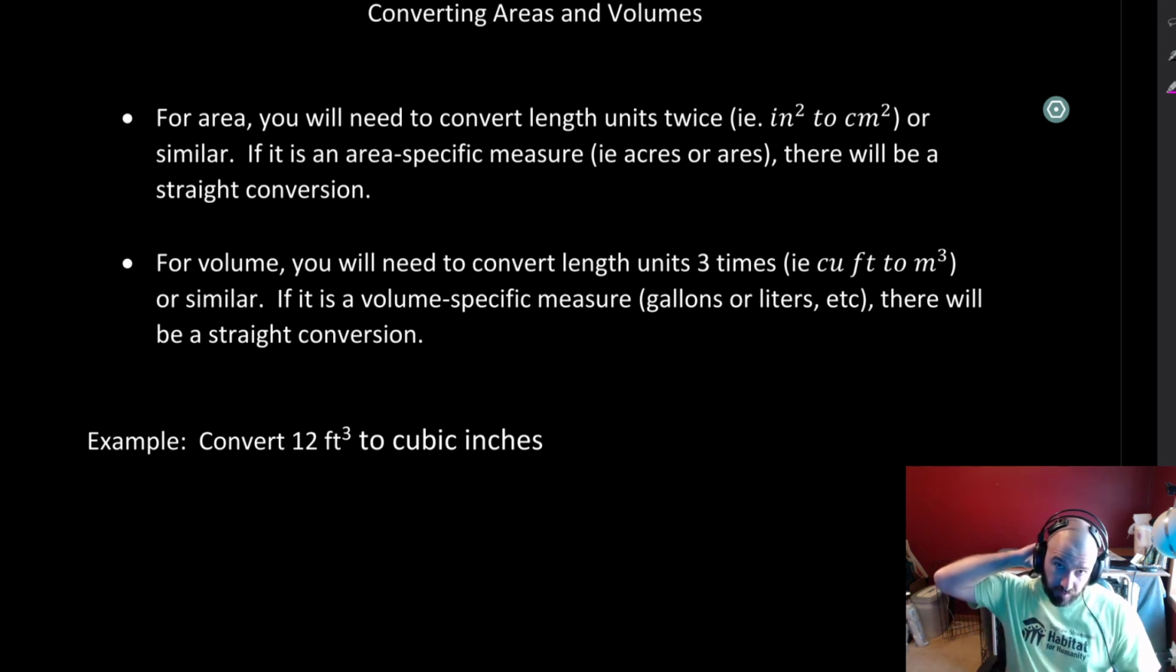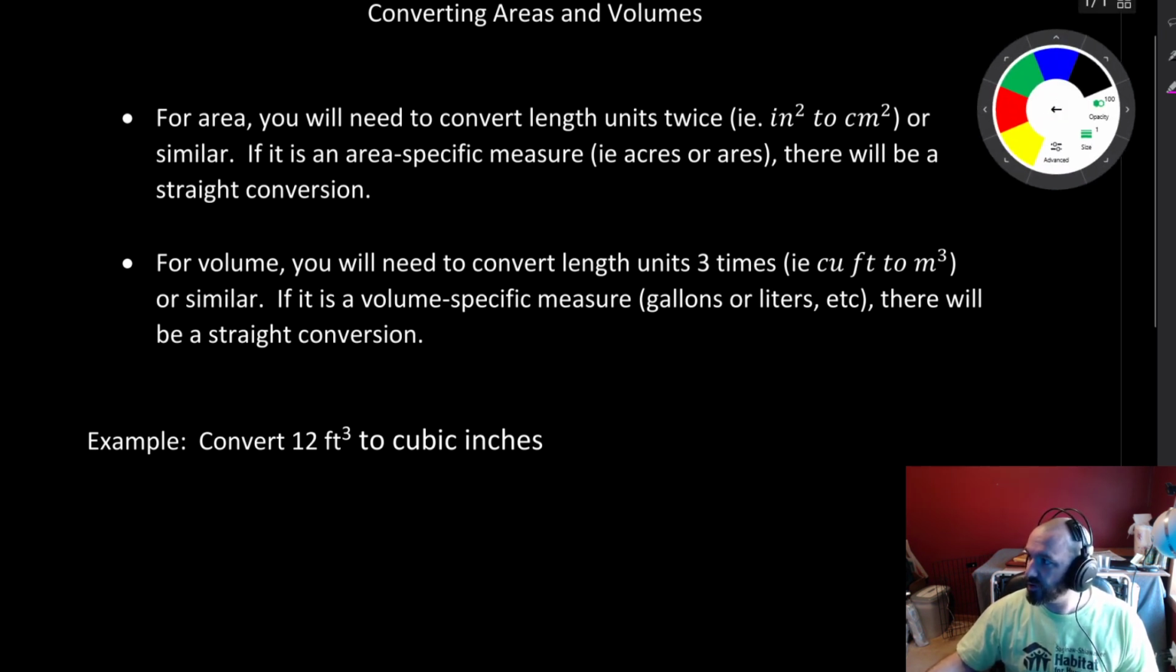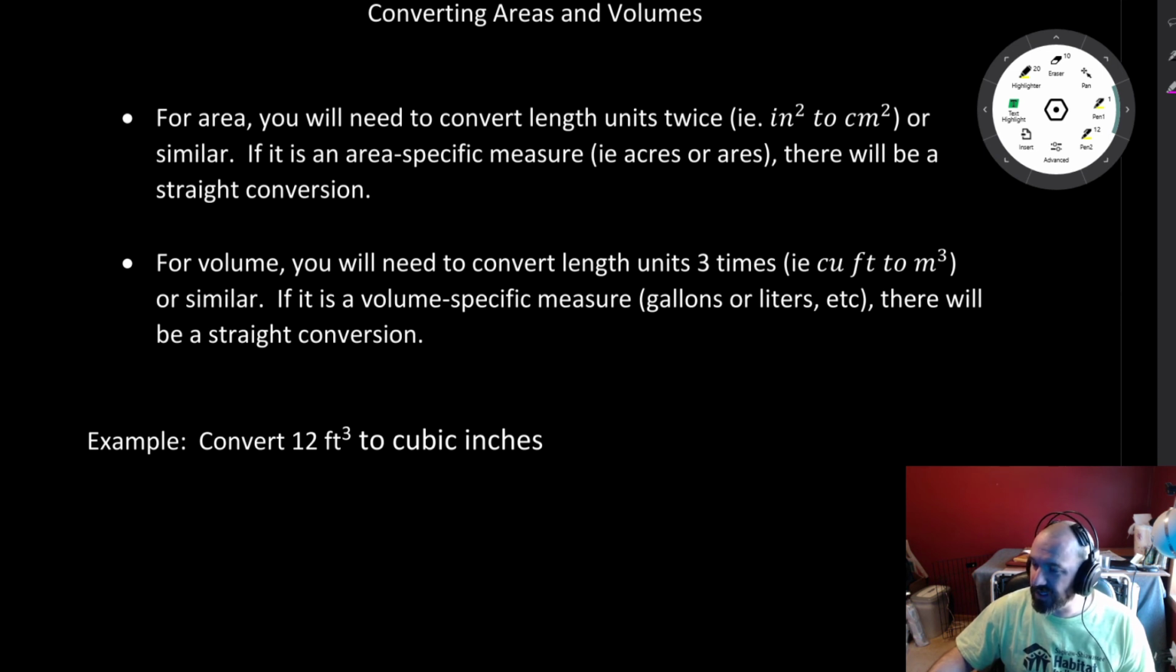Alright, for area, you're going to need to convert any length measure twice. So, for instance, if you were trying to convert square inches to square centimeters, I'd have to start with an inch conversion. There's 1 inch in each 2.54 centimeters. I would end up having to do this conversion twice, so that as I multiply straight across, because that's what happens, I get 2 of that type of measurement.